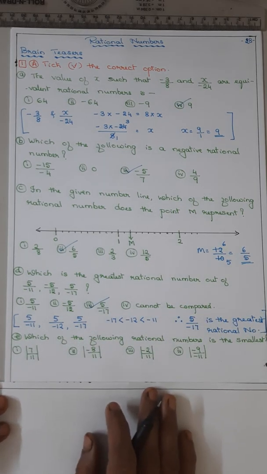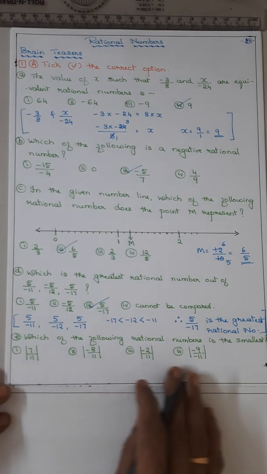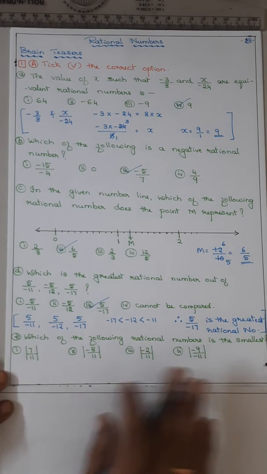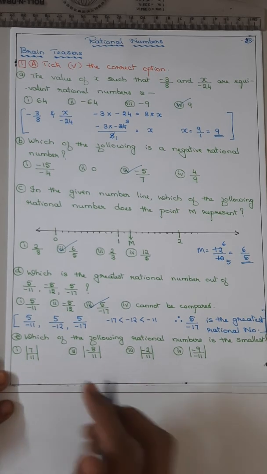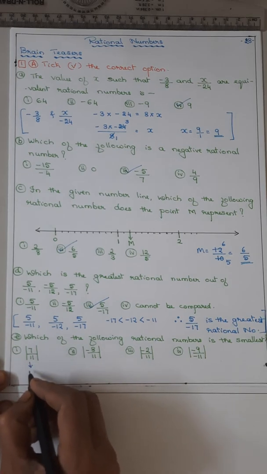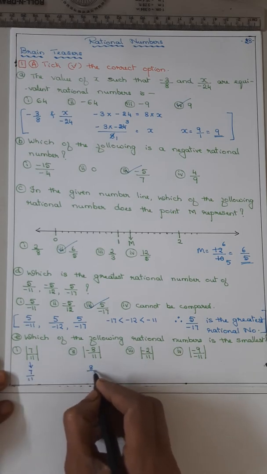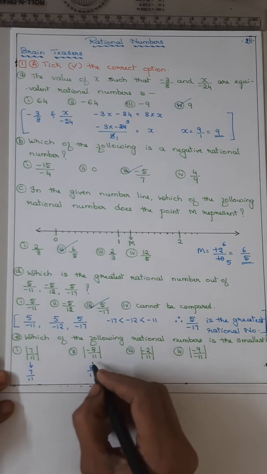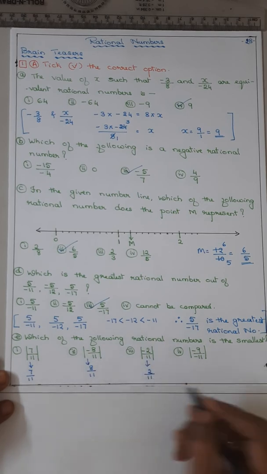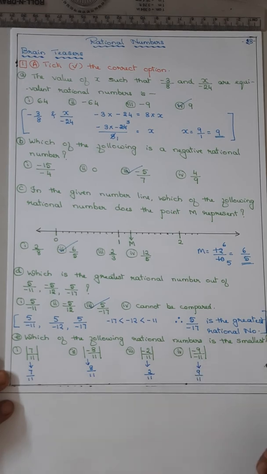Now coming to question number E: which of the following rational numbers is the smallest? So all are the absolute values. Find out the absolute value. For this it is 7 by 11. For this it is 8 by 11. And for this it is 2 by 11. And for this it is 9 by 11.